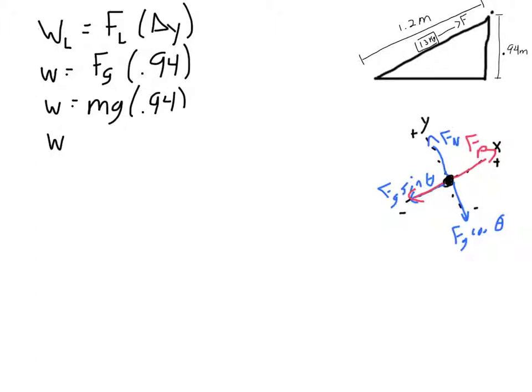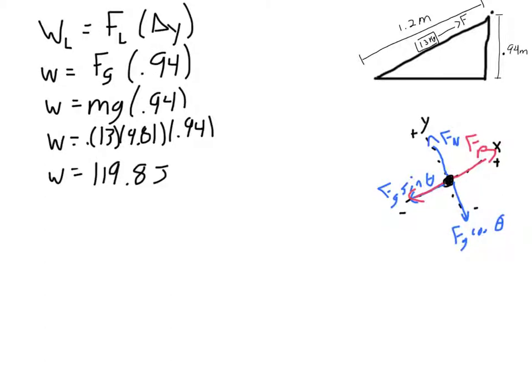0.94. Work equals 13, 9.81, 0.94, and that gives me 119.8 joules, or with sig figs, right, 120 joules, it looks like over here in the picture. I gave you 2 sig figs. All right, so that's if we were to lift it straight up.